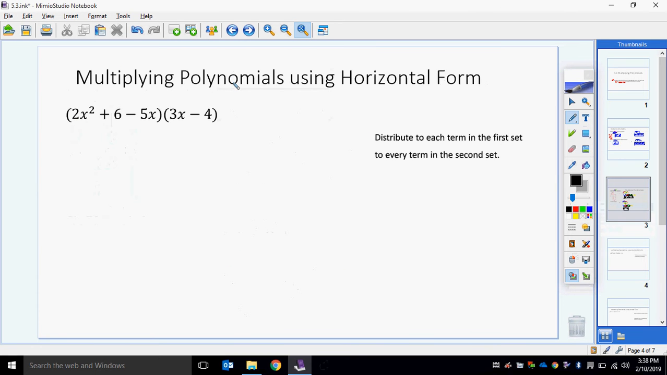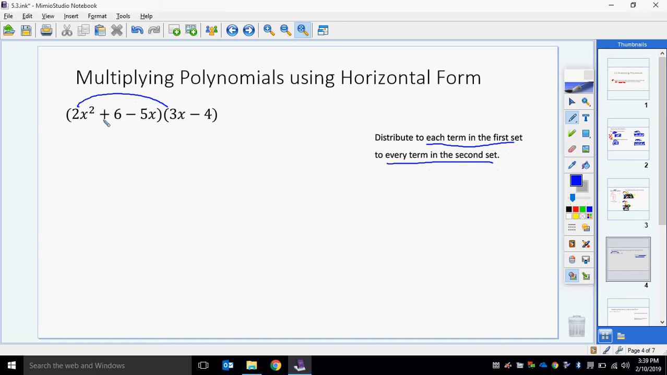Okay, I want to practice a few of these multiplying polynomials. It's not always going to be just a monomial or a binomial. It could have 3 terms in one of them, 3 terms in both of them. So I want to practice a couple of those. We just make sure we distribute each term in the first to every term in the second. Okay, so go ahead and just start with the first.